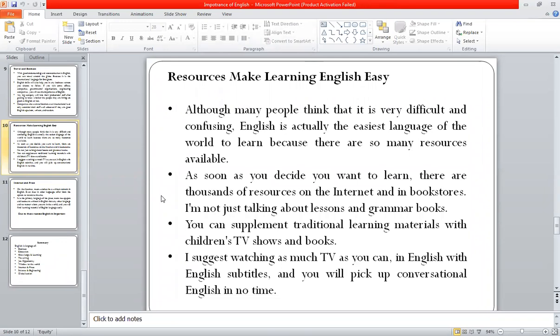So the next point is the third point. The third one is that you can supplement the traditional learning material with children's TV shows and books.